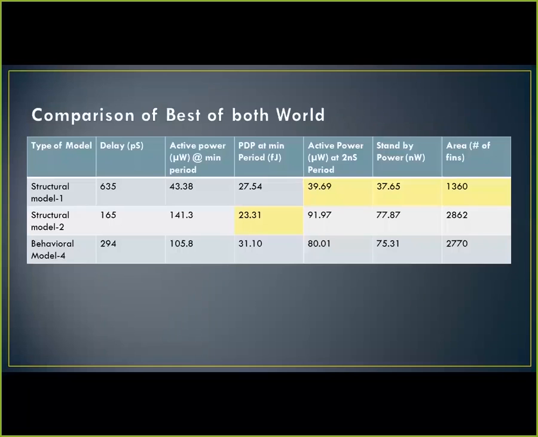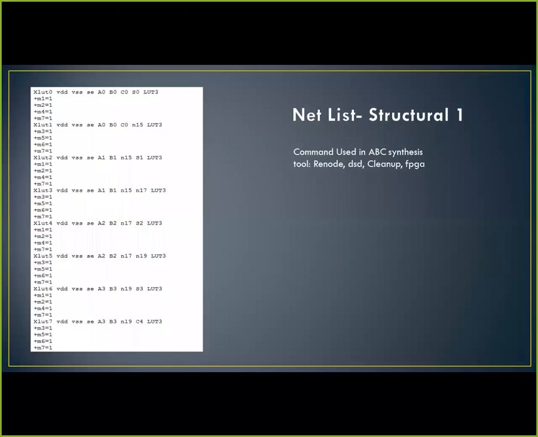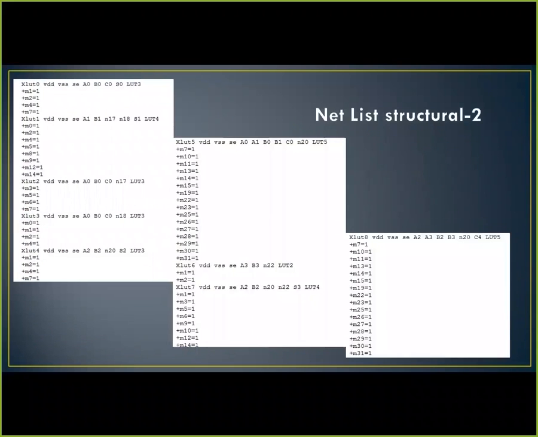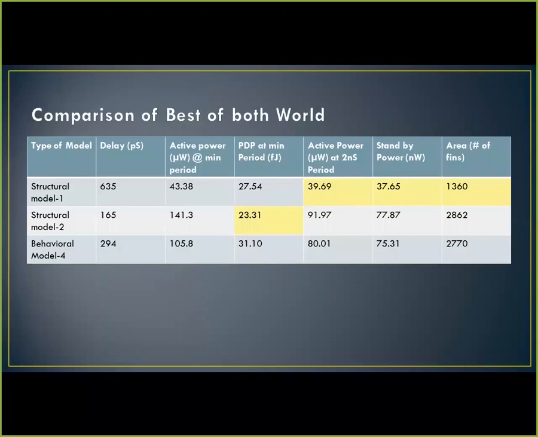And the structural model 2, for which the netlist is this one, has 1 LUT2, 4 LUT4, 2 LUT, 1 LUT4, and 2 LUT5. For this, we have used FX, DSD, and S-trash. So with this, we get our lowest PDP according to our simulation, which we have done.